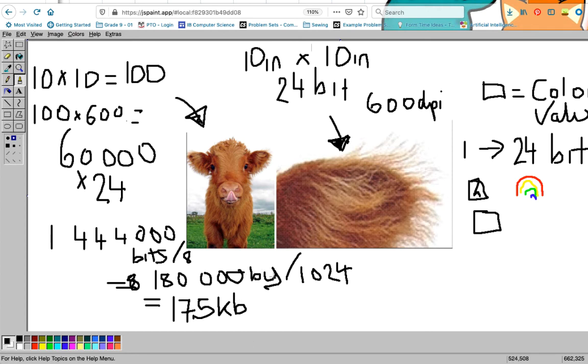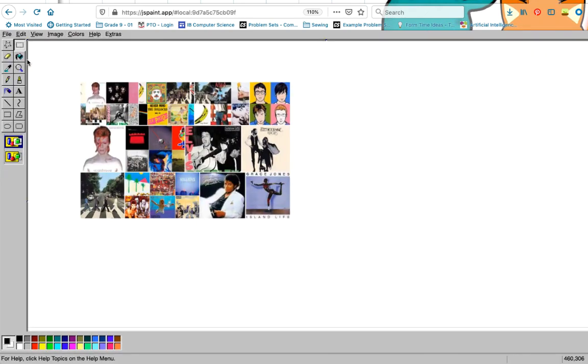If this was bigger than 1024, I'd have to divide it again in order to get into megabytes. And if that was still bigger than 1024, I'd have to divide it again in order to get it into gigabytes. So anytime it is over 1024, you divide it.